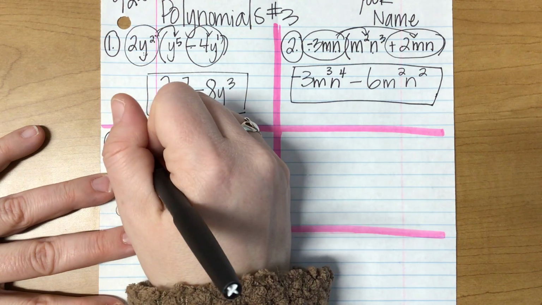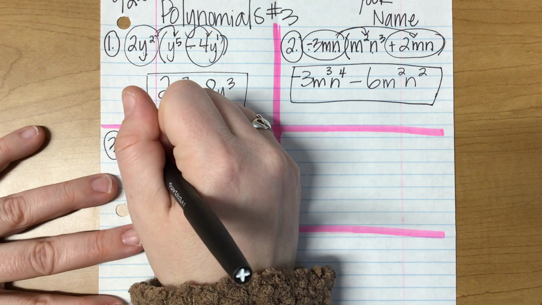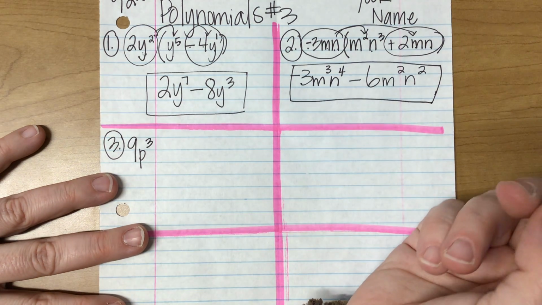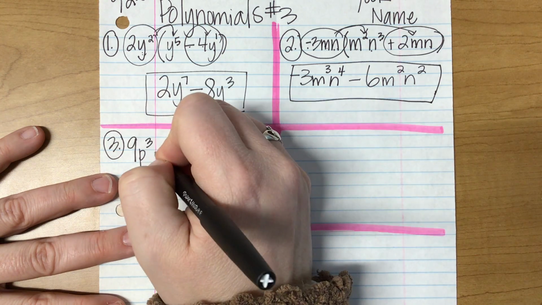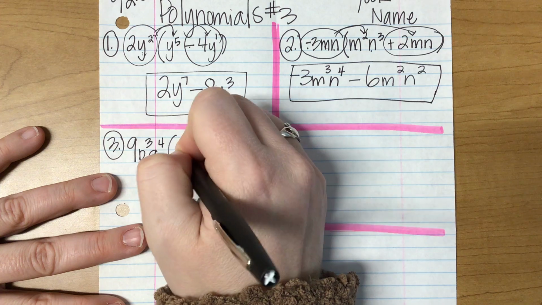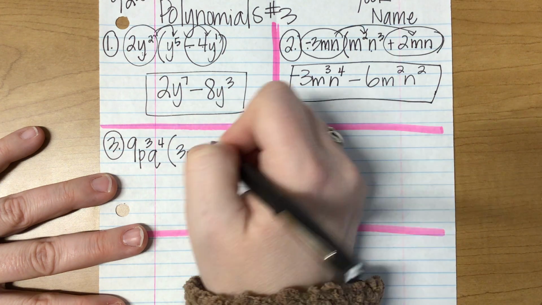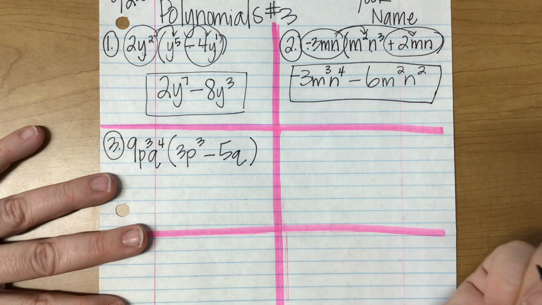All right, number 9. Yep, I meant number 3. Starts with the number 9. 9 p to the 3rd q to the 4th times 3 p to the 3rd minus 5q.